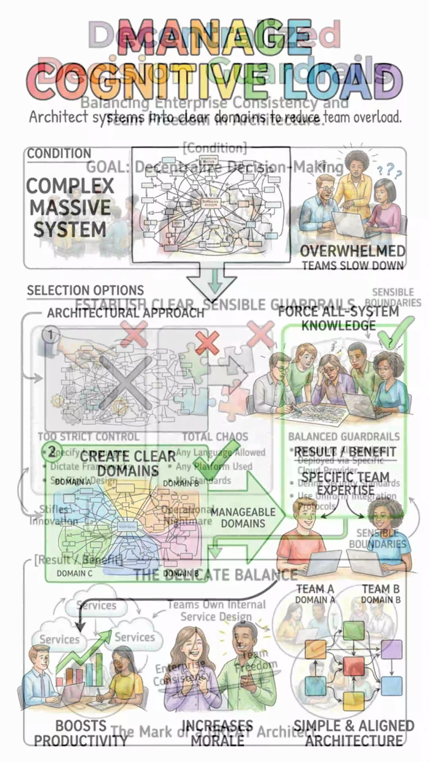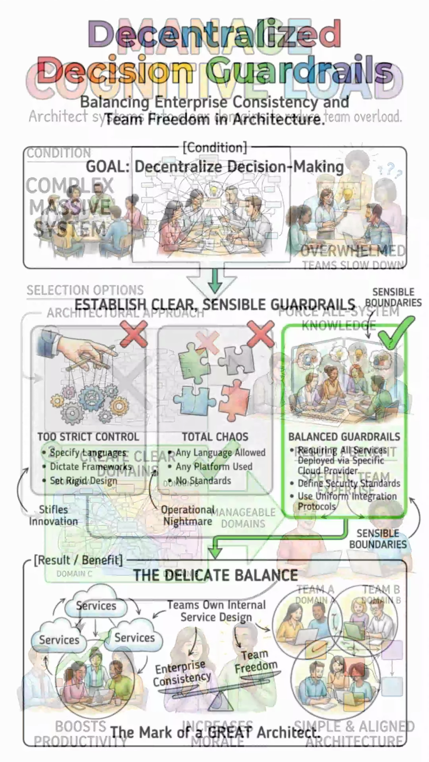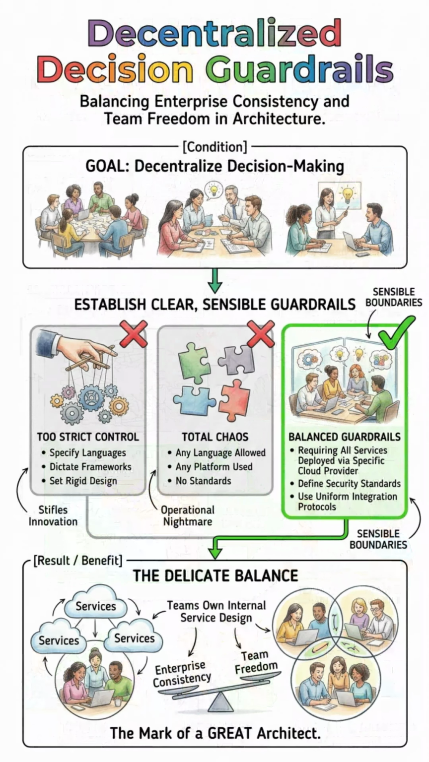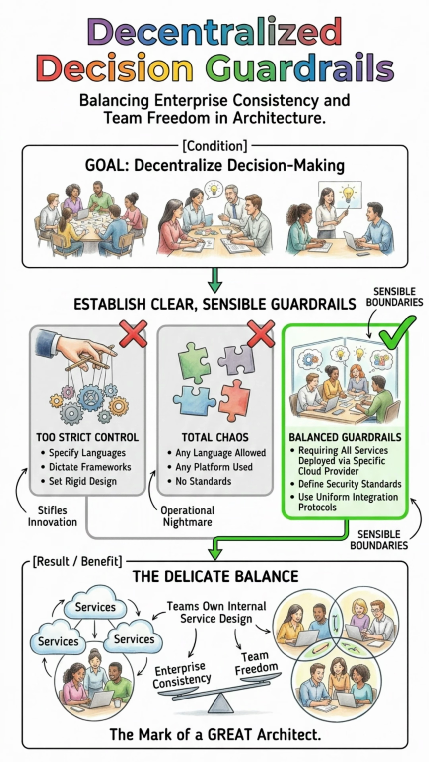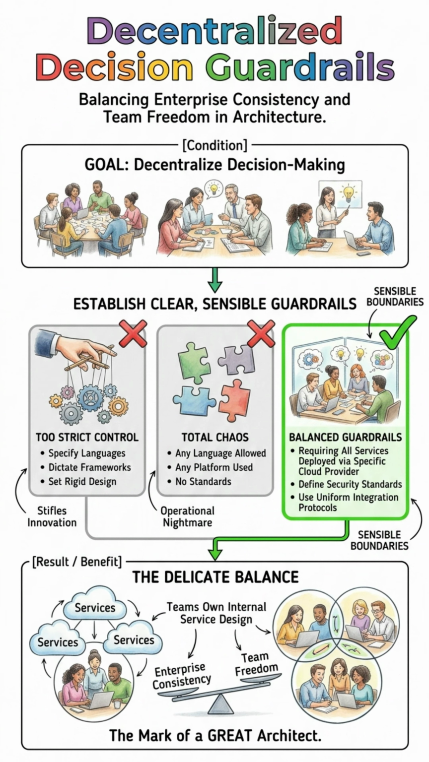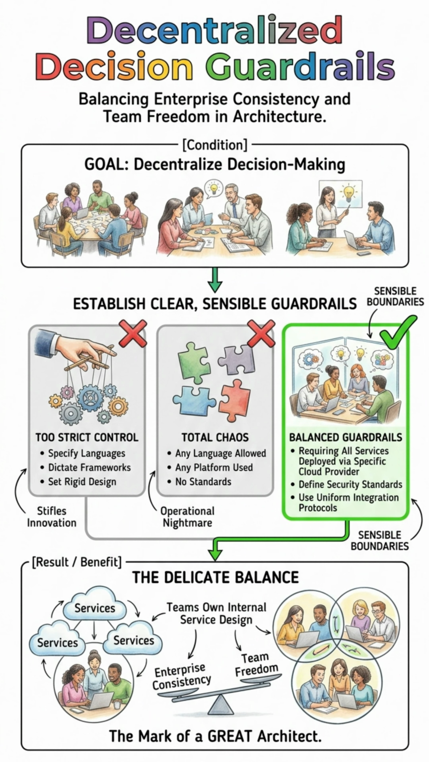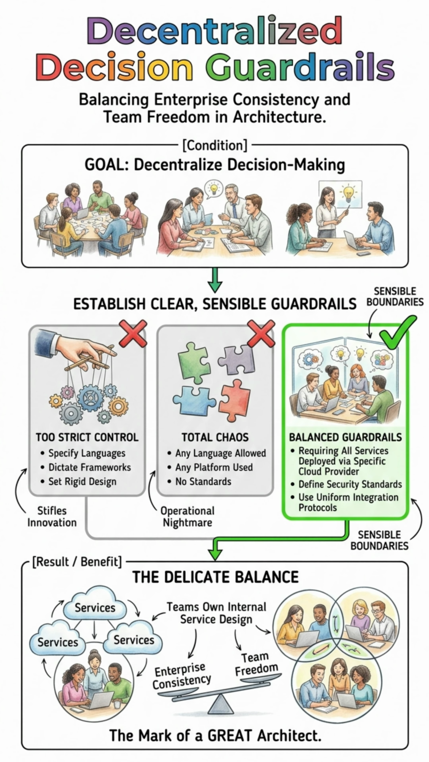As you decentralize decision-making, you must establish clear, sensible guardrails. Decentralization does not mean absolute chaos where every team uses a different programming language. You define the boundaries, such as requiring all services to be deployed via a specific cloud provider, but you leave the internal service design up to the teams. Managing this delicate balance between enterprise consistency and team-level freedom is what separates a good architect from a great one.